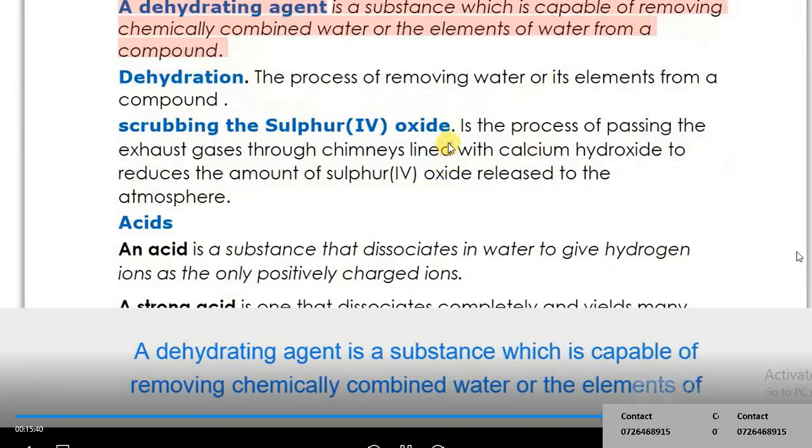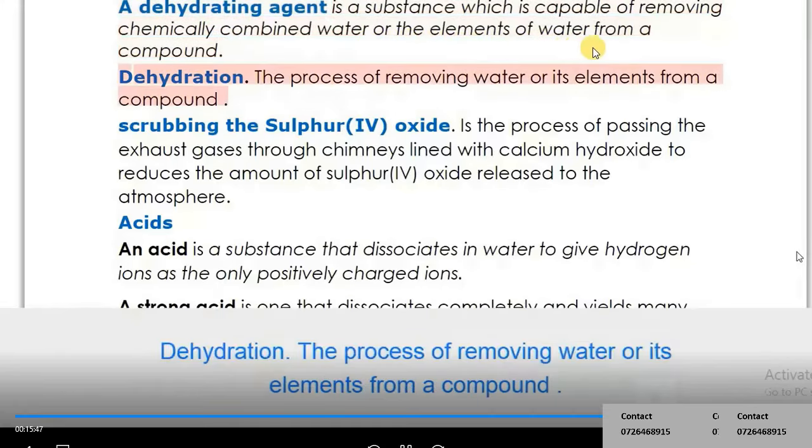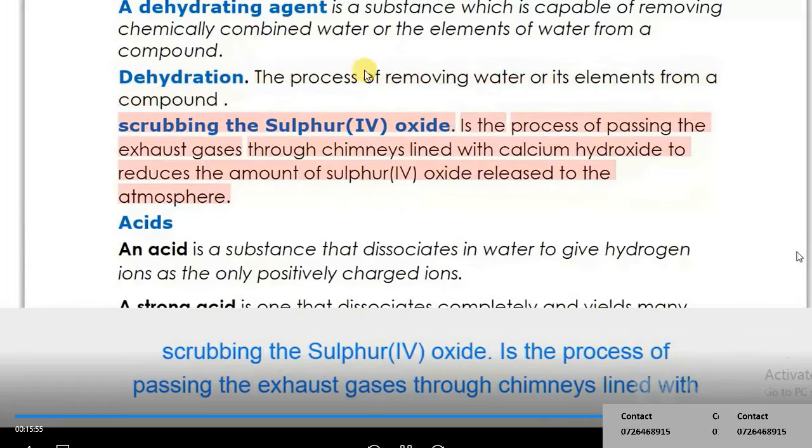A dehydrating agent is a substance which is capable of removing chemically combined water or the elements of water from a compound. Dehydration, therefore, is the process of removing water or its elements from a compound.